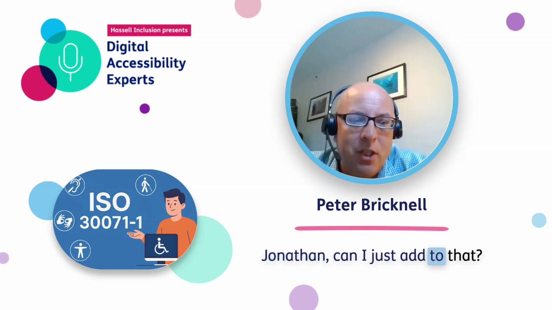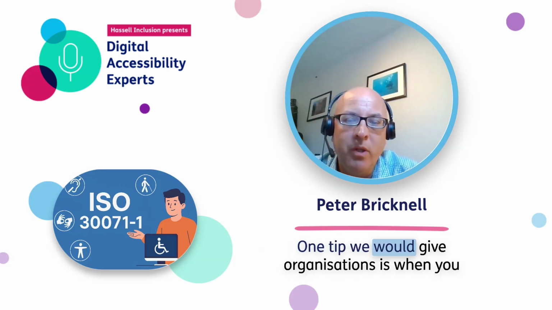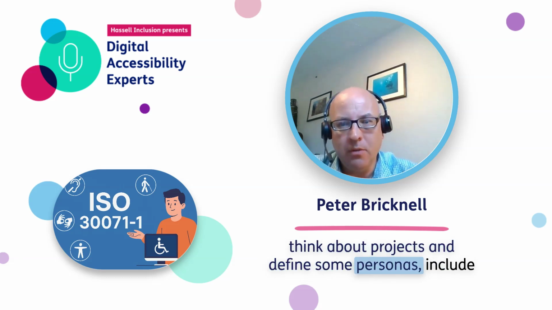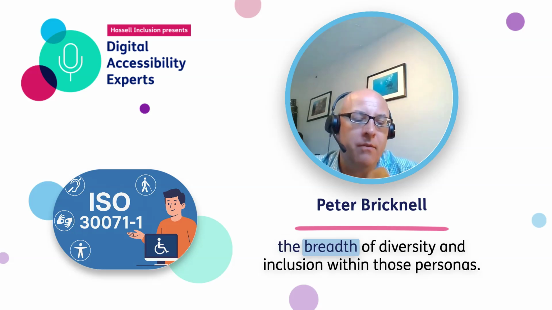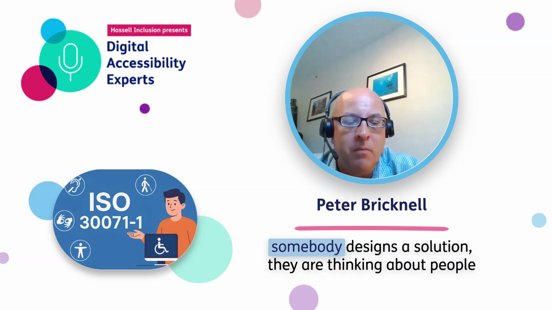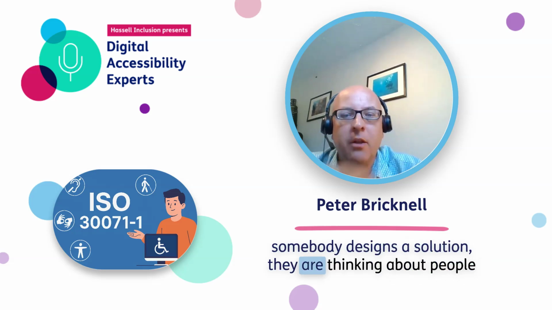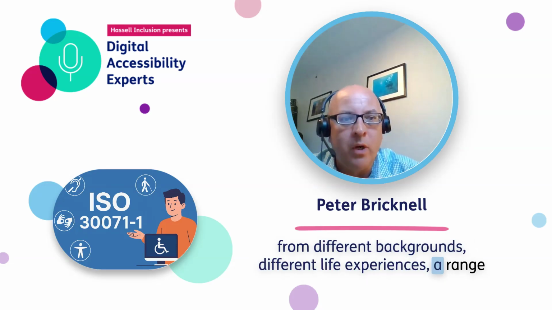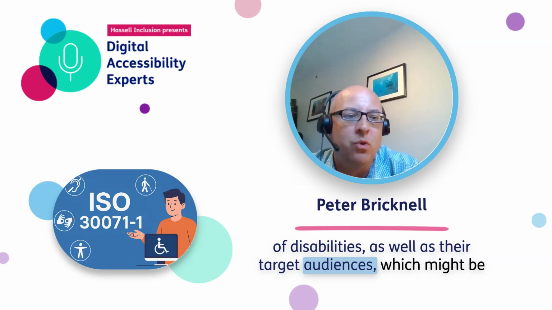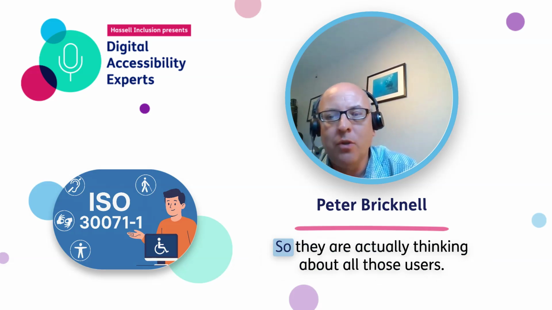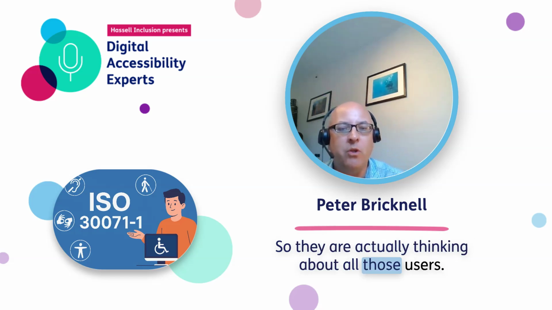And Jonathan, can I just add to that? So one tip we would give organizations is when you think about projects and you define some personas, include the breadth of diversity and inclusion in those personas. So disability is one of them, but include others so that when somebody designs a solution, they are thinking of people from different backgrounds, different life experiences, the range of disabilities, as well as their target audiences, which might be about location, income, and age, so that they are actually thinking about all those users.